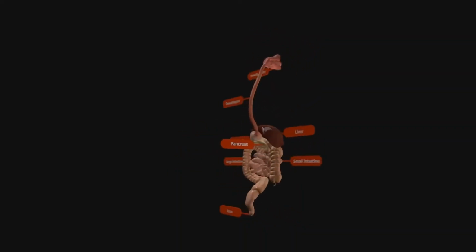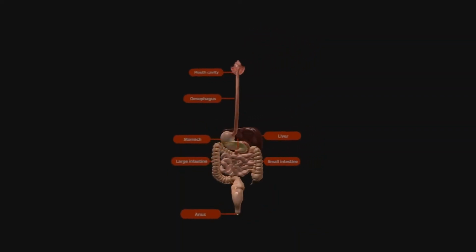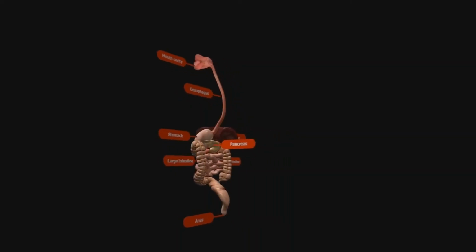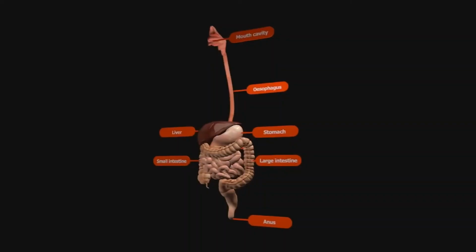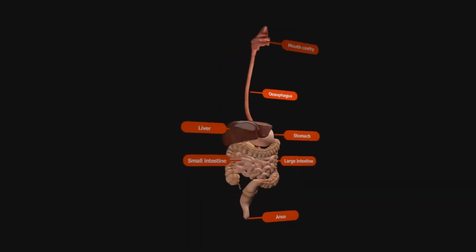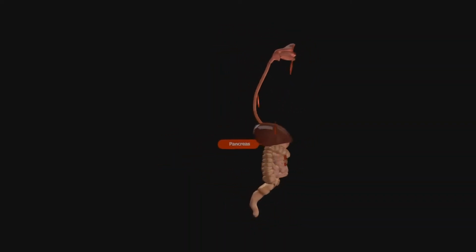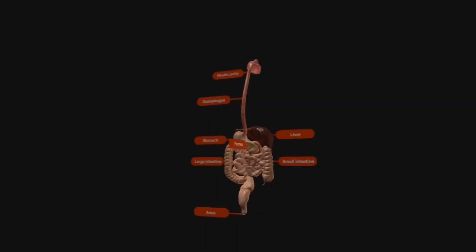It uses muscle contractions called peristalsis to move food down to the stomach. The stomach is a muscular sac that mixes and grinds food with stomach acid and enzymes. The small intestine is a long, narrow tube that is responsible for the majority of nutrient absorption.